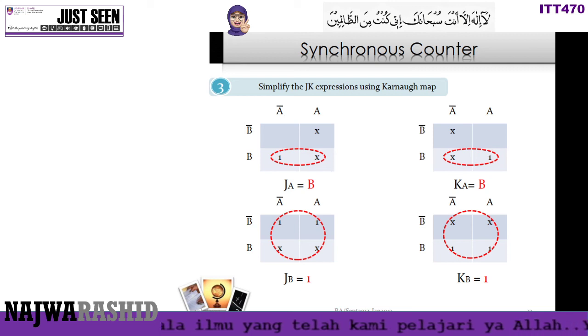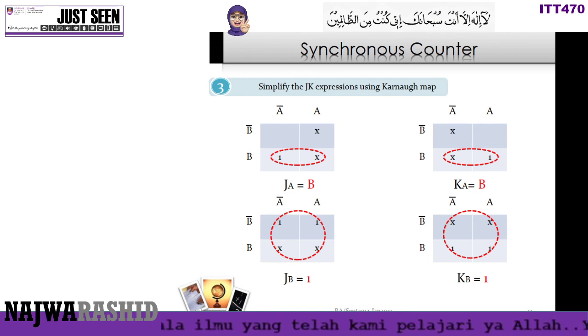expression. Based on the K-map for JA, we have 1 here and we have don't-care here. So we can loop the largest group, 1 and x. At this point, it's equal to B. KA equals B, JB equals 1, KB equals 1. So based on these K-map tables, you already have 4 expressions.